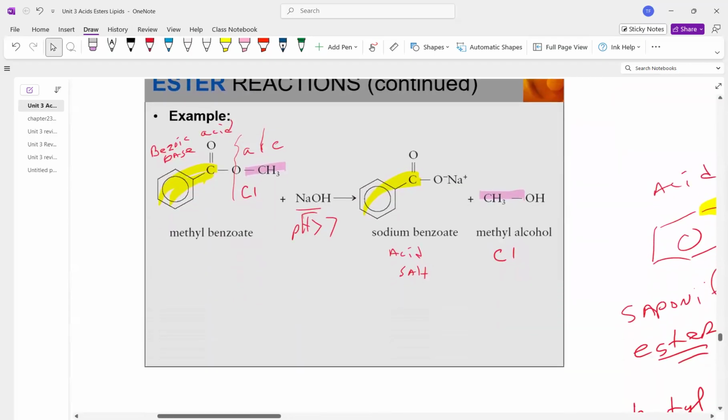All right, so let's saponify this ester. It's a 1 carbon alcohol and a benzoic acid base. So we saponify it in an alkaline environment, and we end up with the salt of the acid. Benzoic acid salt is sodium benzoate. Remember, the O-A-T ending also indicates a salt. And then the 1 carbon alcohol is just methyl alcohol, or methanol. Okay?